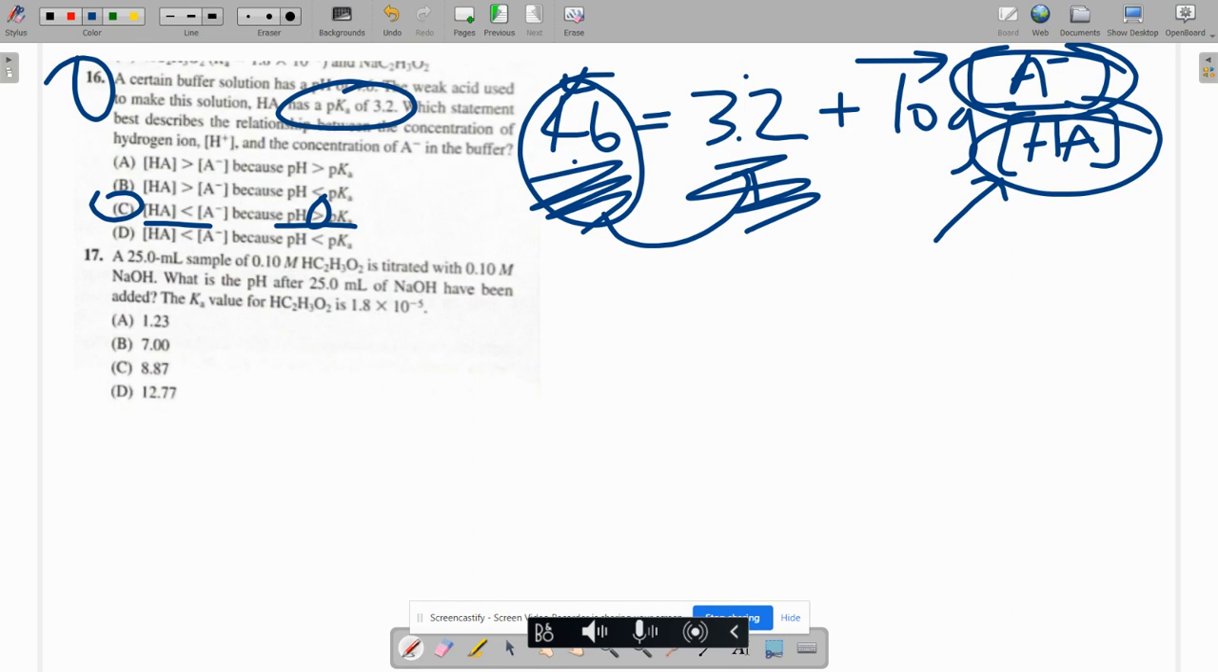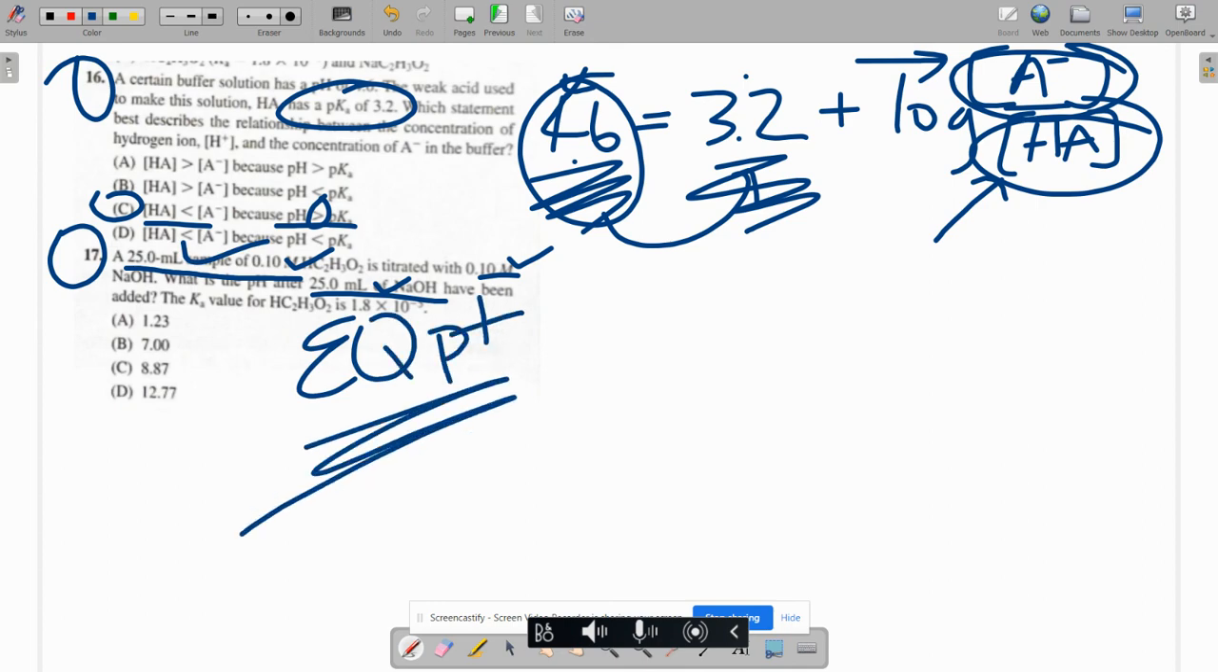And last but not least, 17. It says a 25 ml sample of 0.1 molar acetic acid is titrated with 0.1 molar NaOH. What is the pH after 25 mL of NaOH has been added? So I think what you got to think about is, gosh, what point in the titration am I at? 25 mL of 0.1 molar, and I'm adding 25 mL of base, also 0.1 molar. So it looks like equal molarities and equal volumes. Folks, we are at the equivalence point.